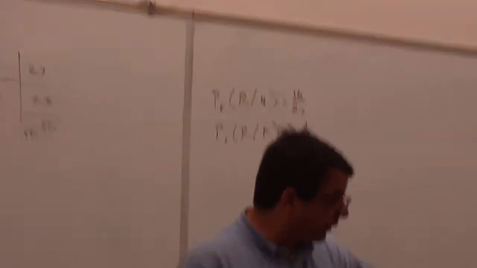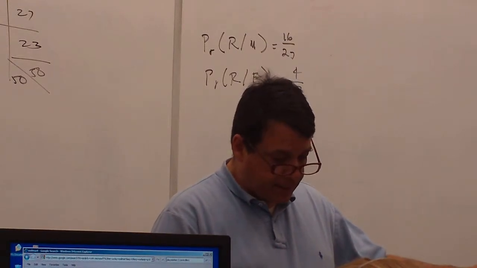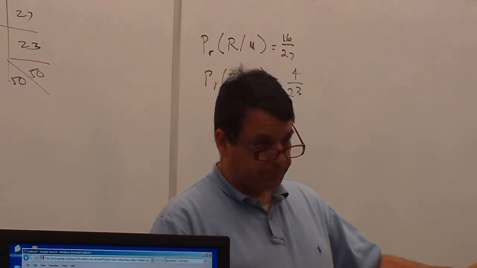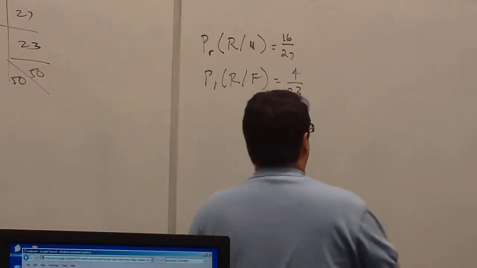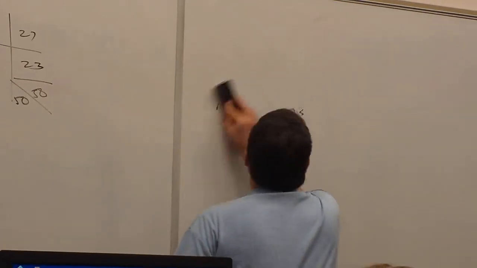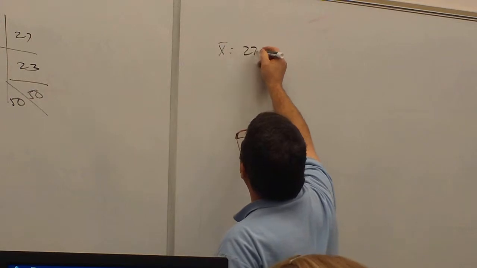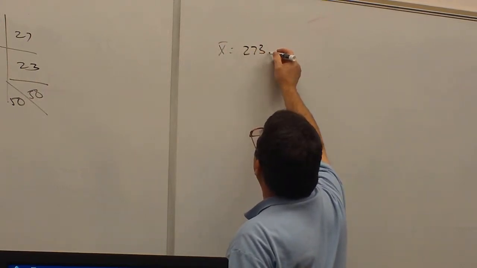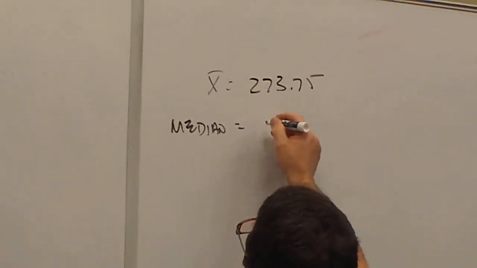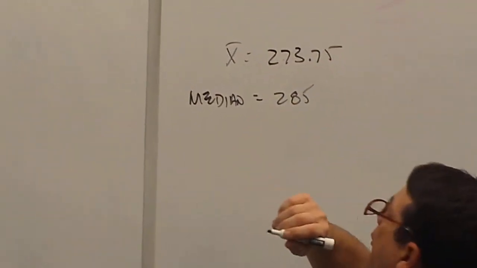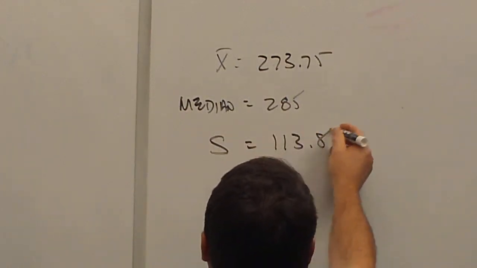12 kids, obviously in elementary school, so it clearly would be a statistic. Very good. So what's the mean and the median? The mean is 273.75. And what's the median? 285. Okay, what's the standard deviation? 113.80.